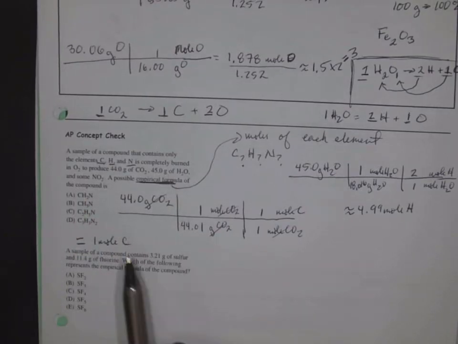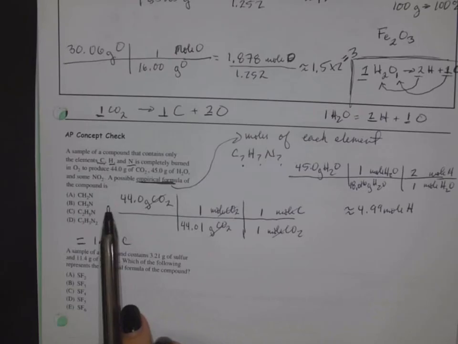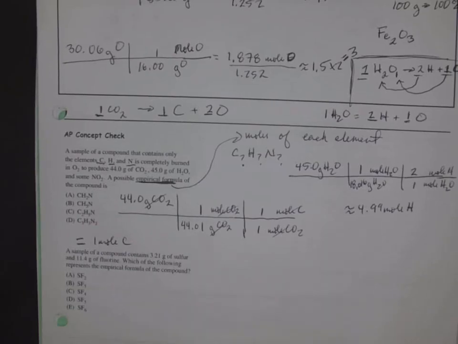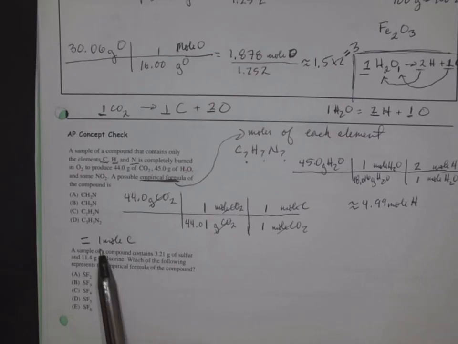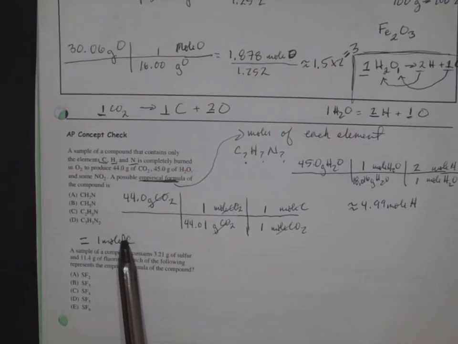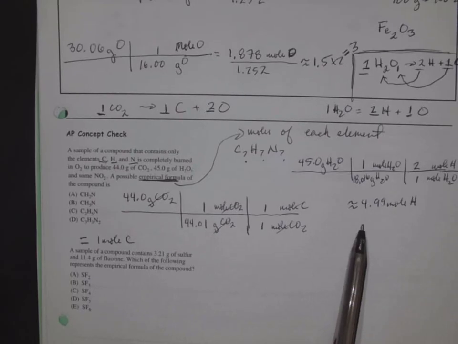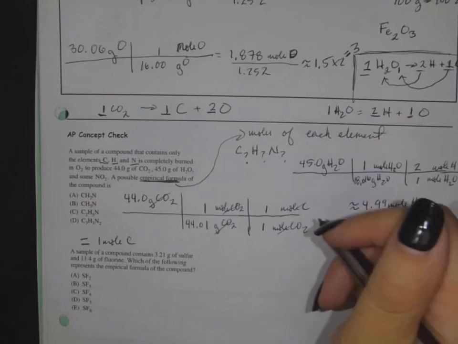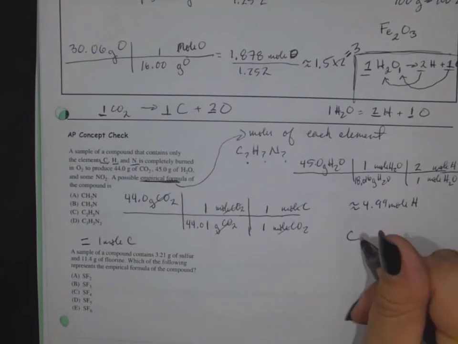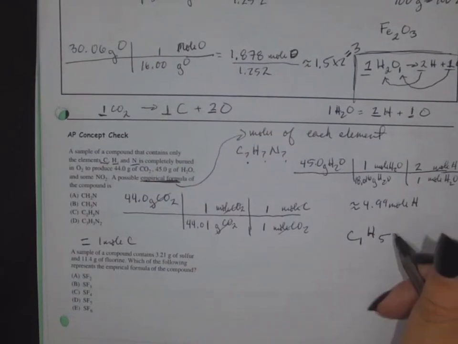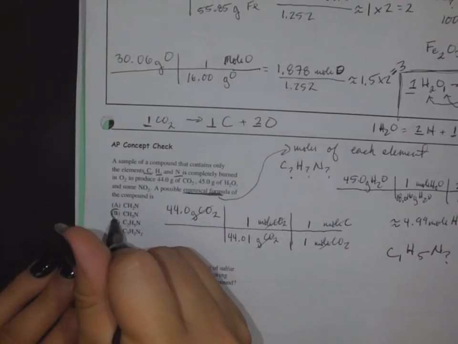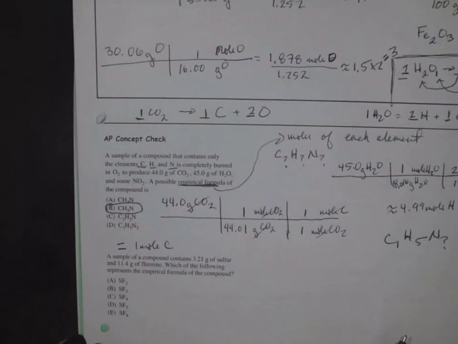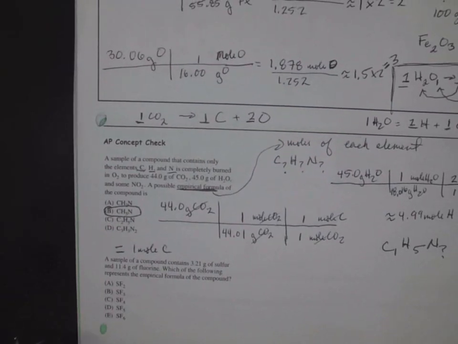I'm like, oh no, but wait, it's multiple choice. So I bet I can figure it out with only these 2 numbers. So the last thing I do to find ratios is I divide the numbers that I'm trying to get the ratio of by the smallest, but guess what? The smallest is 1. So 1 divided by 1 would be 1, and roughly 5 divided by 1 would be 5. So my formula is C1H5N something, but B is my only answer that has the correct ratio of carbon to hydrogen. Okay, lovely.